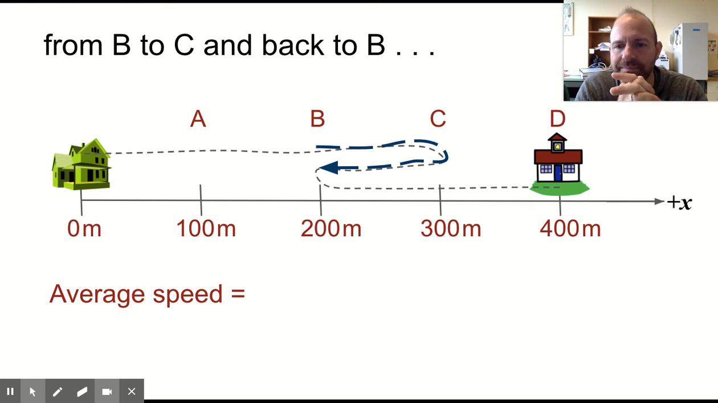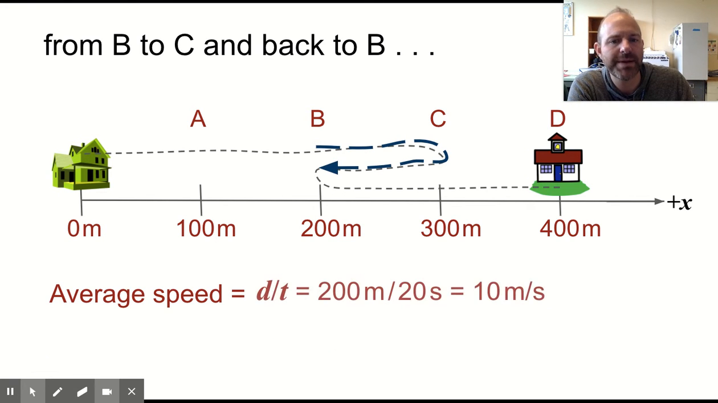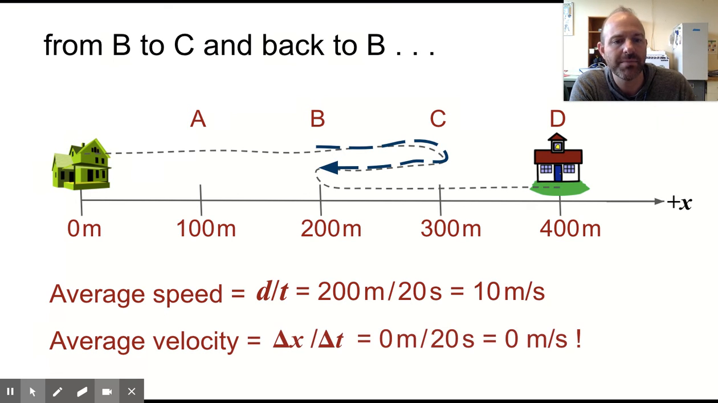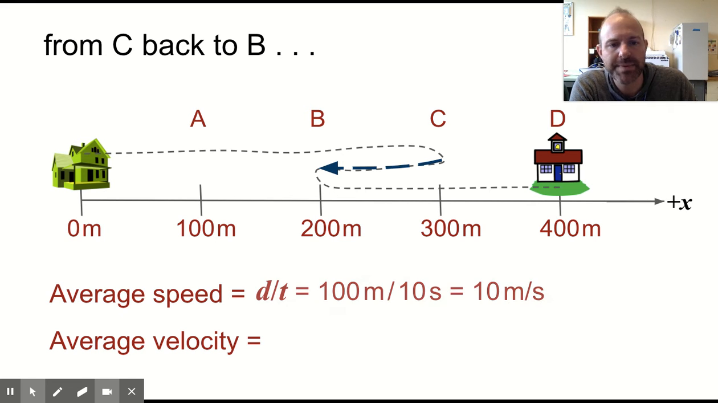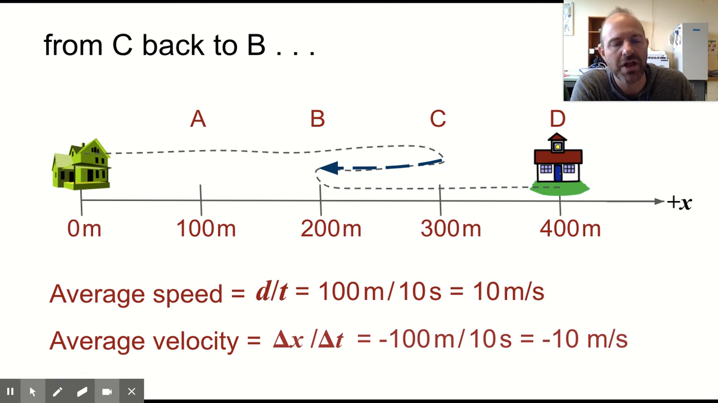From B to C, we could do the same thing. The average speed is still 10 meters per second, but the average velocity is 0 meters per second because you have covered no ground, right, in total. You've covered ground, but you haven't gone anywhere away from your starting point from B to C. You're in the same place you began. From C back to B, the average speed is still 10 meters per second, and your average velocity is now negative because you're heading in the negative direction.